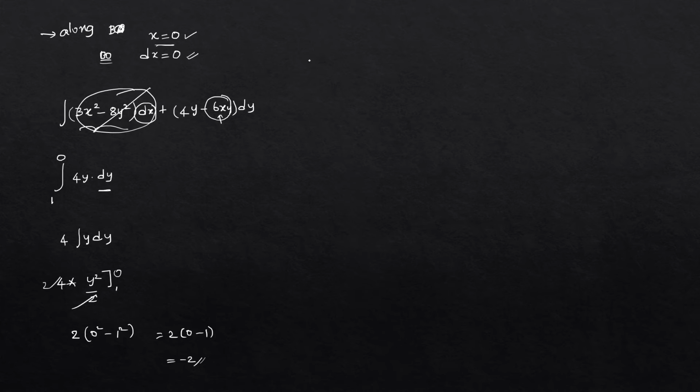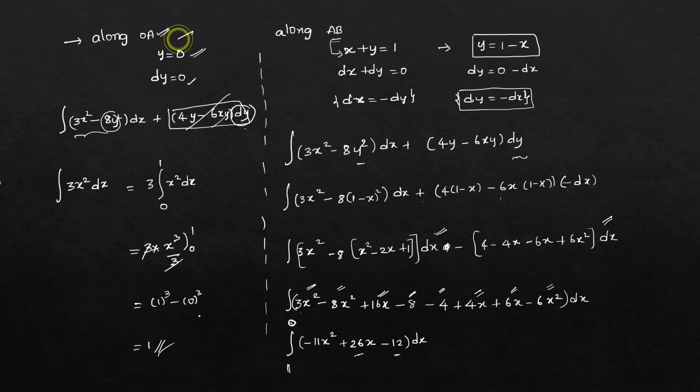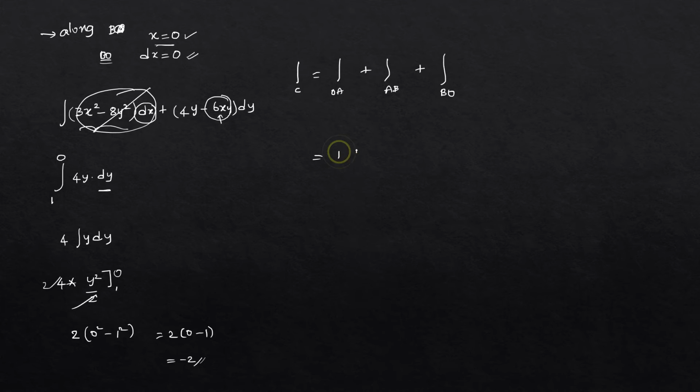So overall the integral can be represented as the sum of the integral along the OA line, along the AB line, and along the BO line. Along the OA line, the answer is what we got here, 1, and along the AB line we got 8 by 3. So 1 plus 8 by 3 minus 2 along the BO line. So when we solve it carefully, 8 by 3 plus 1 minus 2 is minus 1.